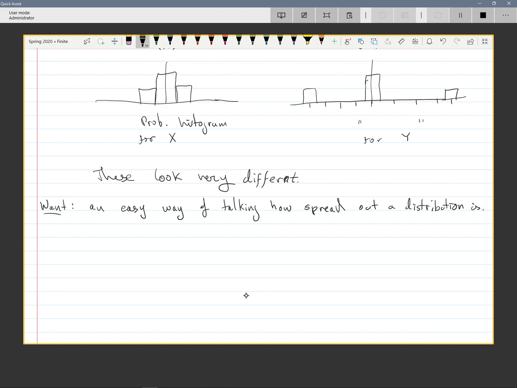Now, let's see how one might capture how spread out something is. The first idea, and this won't quite work, so then we'll correct it to what actually works, is to just take the average difference between the random variable and the expected value. So find the average distance between our random variable and its expected value. The idea is that if it's not very spread out, if all the values are very close to the average, then on average the distance will be small. And if it's a very spread out distribution, then on average the distance will be larger.